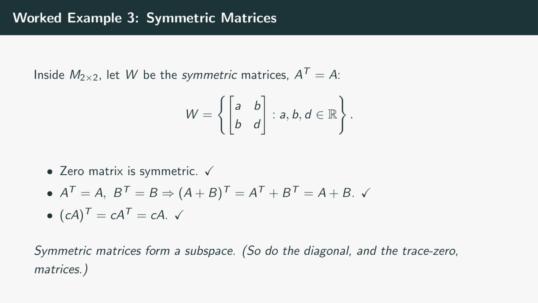Third, scaling. The transpose of C times A is C times the transpose of A, which is C times A, still symmetric. All three checks pass, so the symmetric matrices form a subspace of the space of all 2x2 matrices. The same kind of argument shows the diagonal matrices form a subspace, and so do the matrices whose diagonal entries sum to 0.